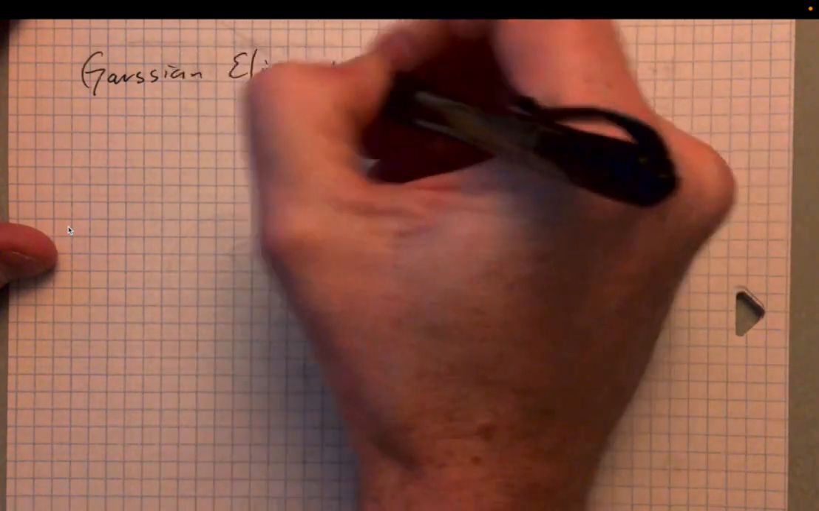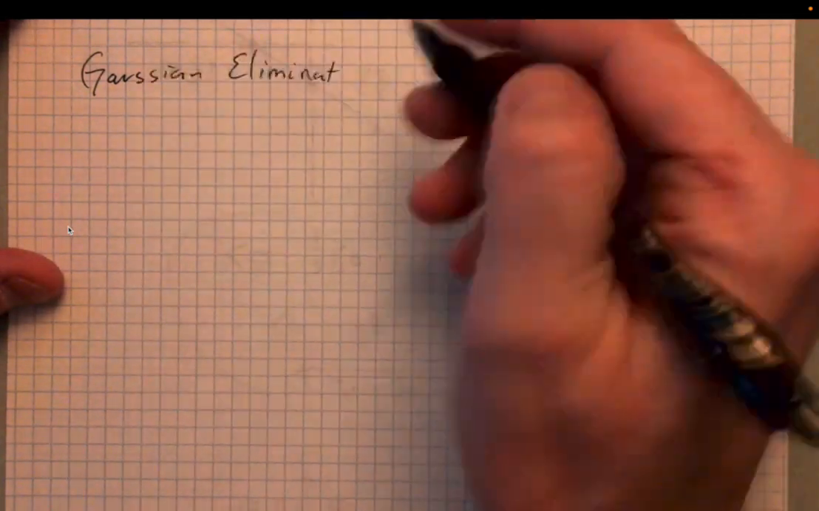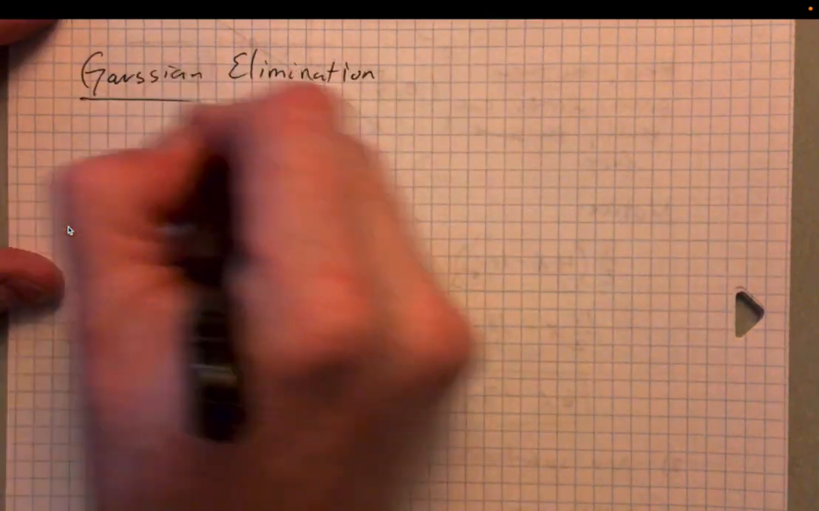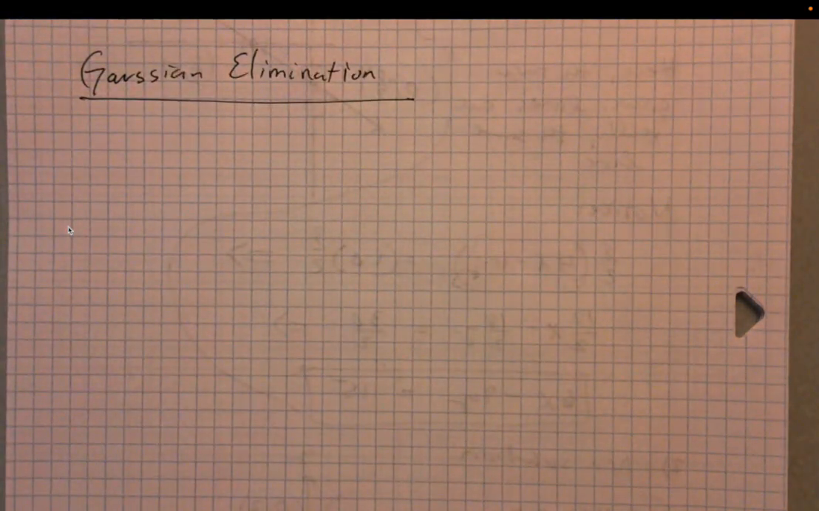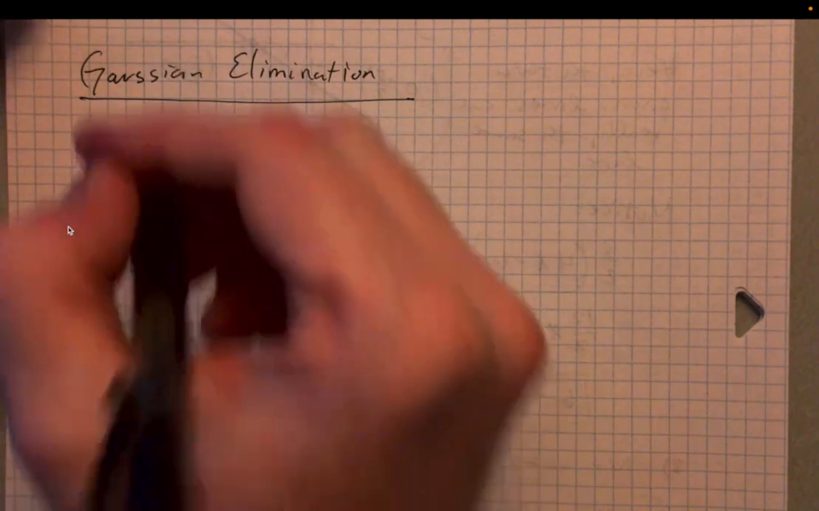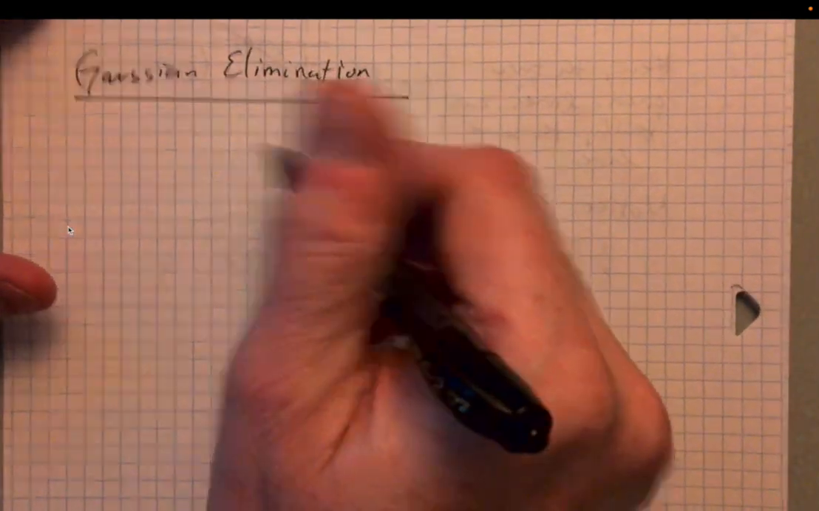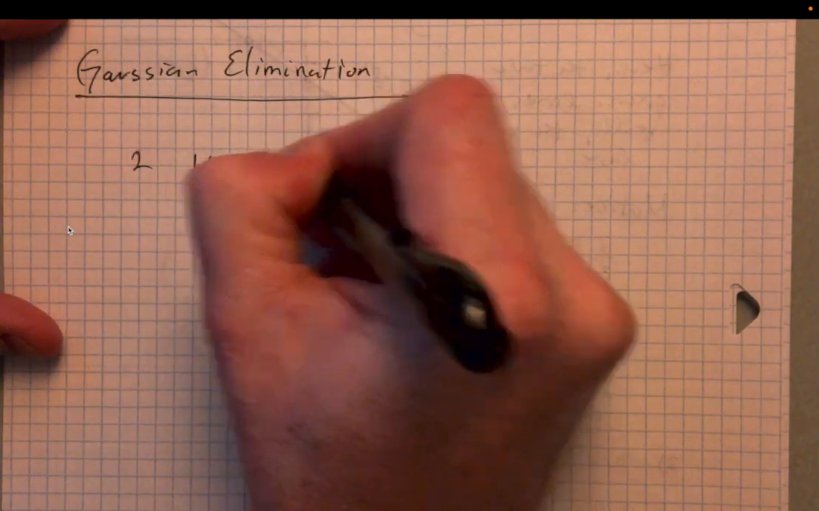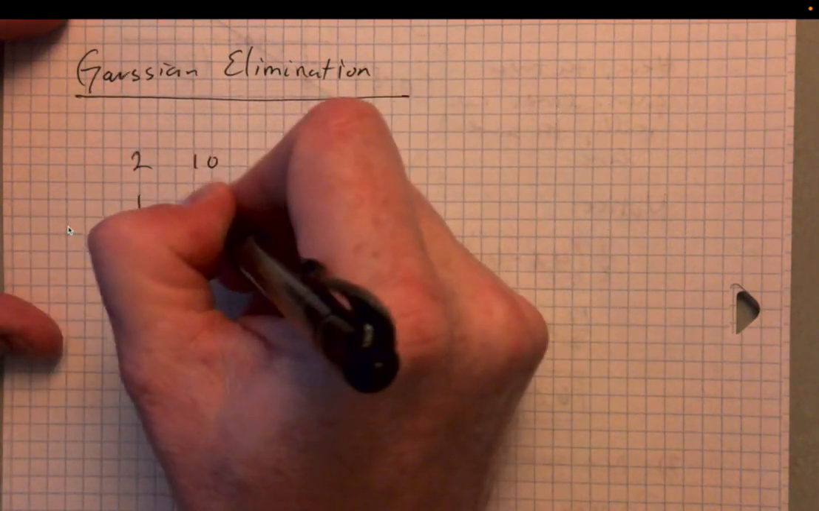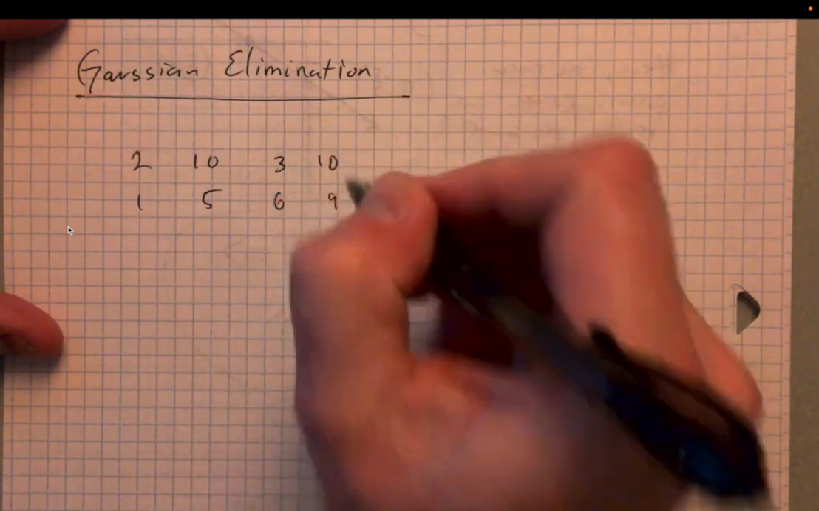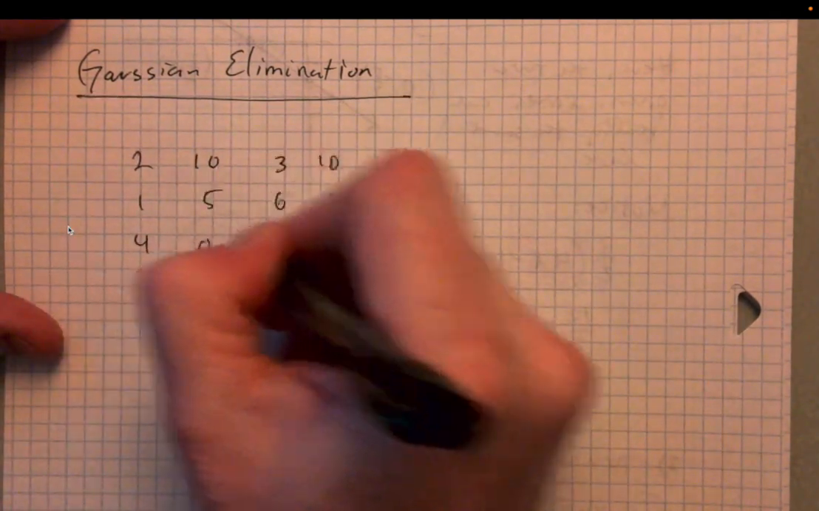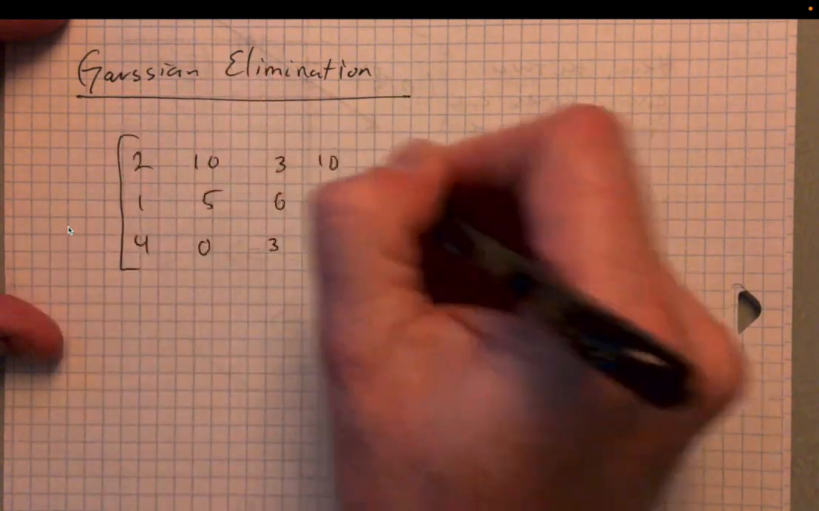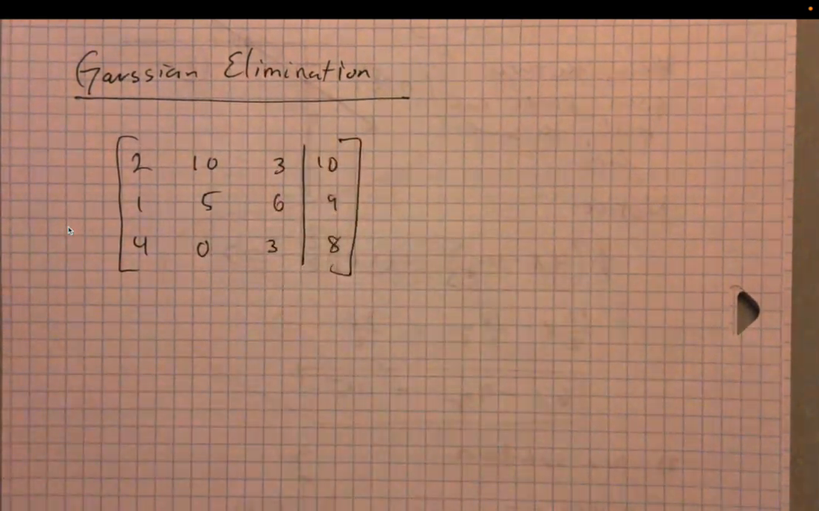This is named after Carl Friedrich Gauss, the famous mathematician. The basic idea with Gaussian elimination is that you start with an augmented matrix. So 2, 10, 3, 10, 1, 5. I'm just putting in numbers here. 1, 5, 6, 9, 4, 0, 3, 8, we'll say. So you start with some augmented matrix like this.